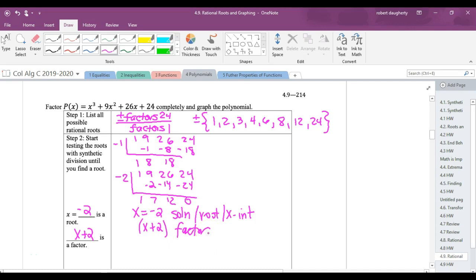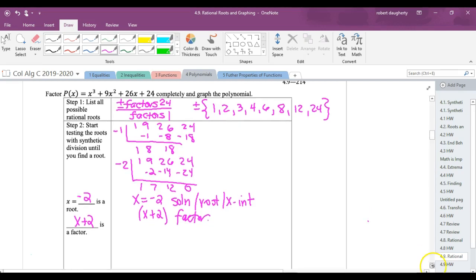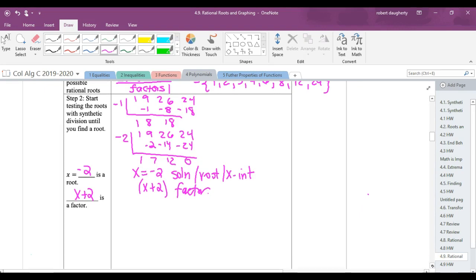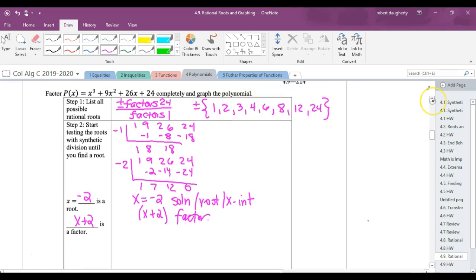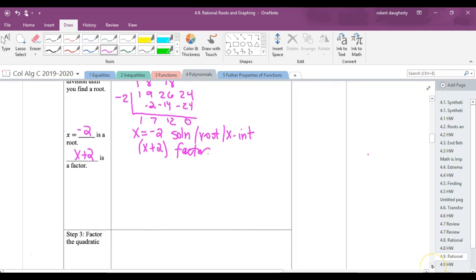Now, this started out being what degree? Third degree. If I can factor out x plus 2, that takes that third degree down to a second degree. So now I should be able to factor it. So now I've got P of x equals x plus 2 times what? x squared plus 7x plus 12.